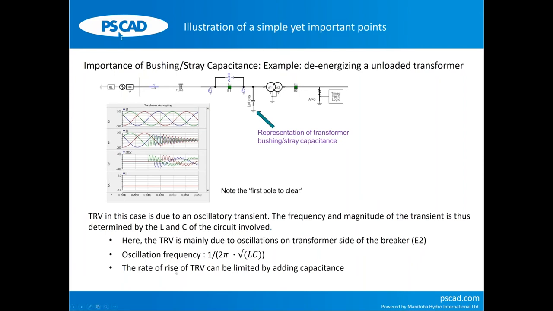Also, one important point at the end here: by changing this capacitance value, or adding a capacitance to the system, you can change the frequency of oscillation. We will see this in detail in our simulations, but it is an important point from this equation. By adding capacitances, you can modify the oscillation frequency, and as you modify the oscillation frequency, you can change the initial rate of rise. So this is a degree of freedom you can play with when dealing with TRV.